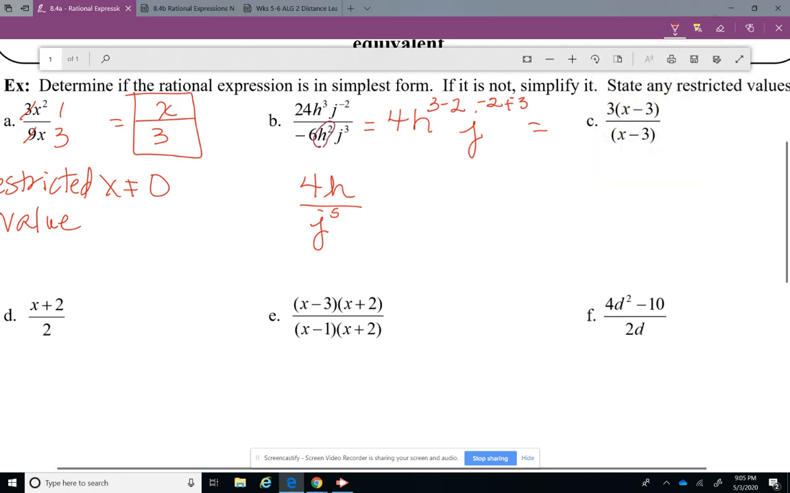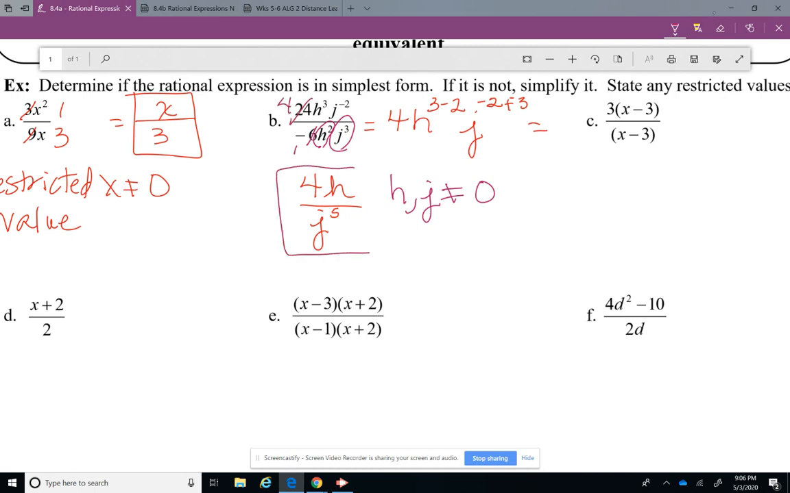So you want to say that h squared cannot be equal to 0. So that basically means that h cannot be 0. And if you set j cubed equal to 0, you would find out that j cannot be 0. So we're just going to go ahead and say that h and j cannot be 0. All right, so this is our answer, and this is our restriction right here in pink.